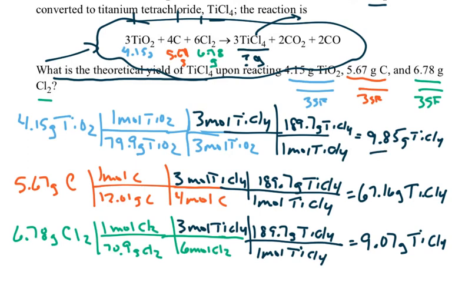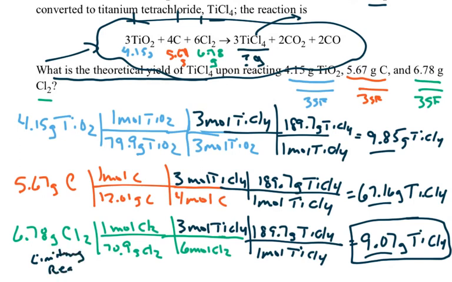Again, three numbers, 9.85, 67.16, 9.07. Once you make 9.07 grams, you run out of chlorine. You are done. Chlorine is gone. So you cannot make any more. You're finished. So that's our answer. 3 sig figs. Okay, once again, this is our limiting reagent. In this case, both of the other ones are excess. We're not going to worry about that this time. So that's what we make, 9.07 grams.